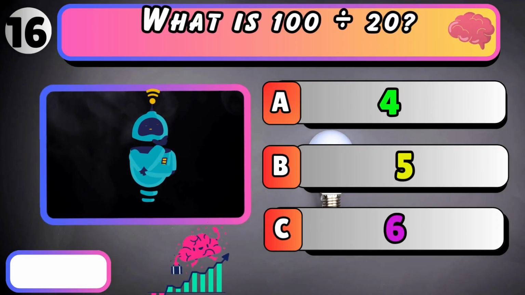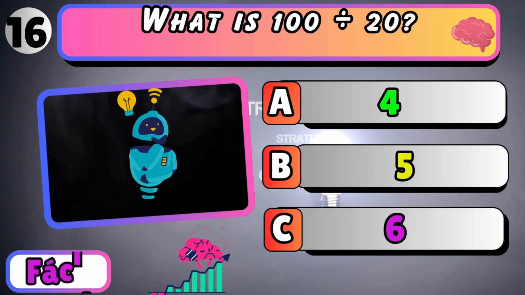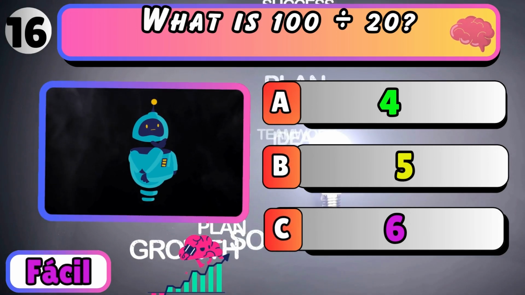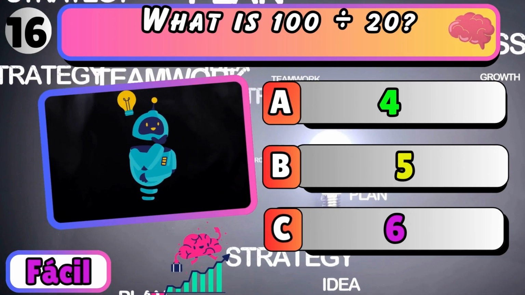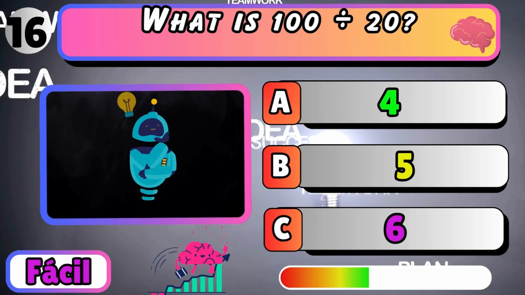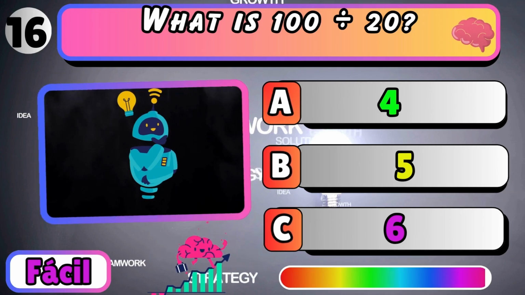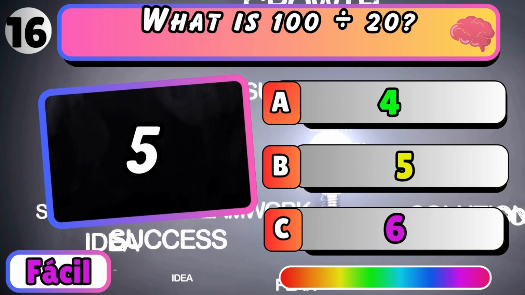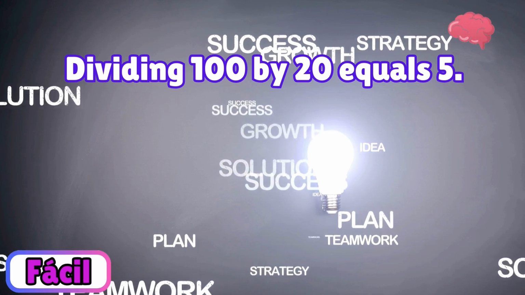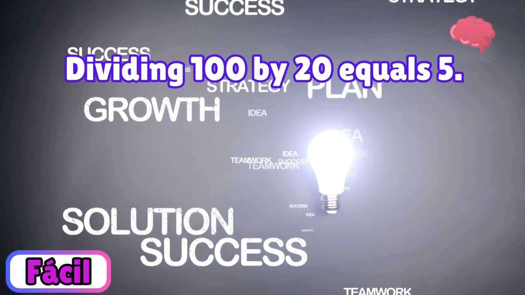What is 100 divided by 20? 4, 5, or 6? 5. Dividing 100 by 20 equals 5.